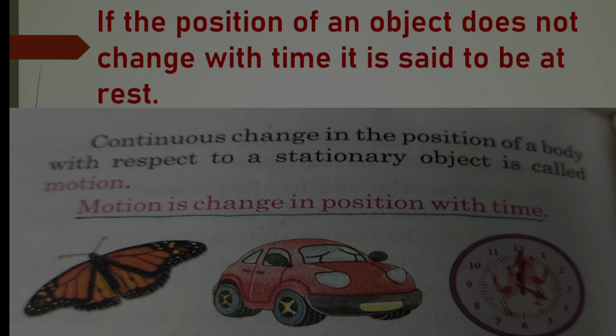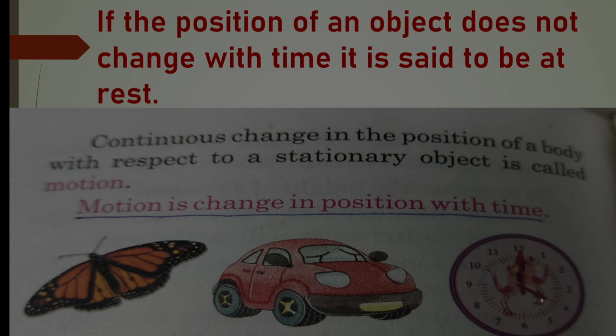So continuous change in the position of a body with respect to a stationary object is called motion. Another definition in a slightly modified form: continuous change in the position of a body with respect to a stationary object is called motion. So the car is moving on the road with respect to the road. If it is moving, we say the car is in motion.